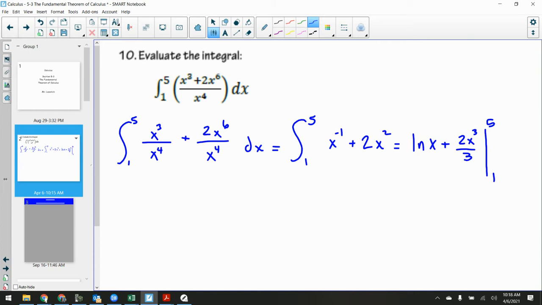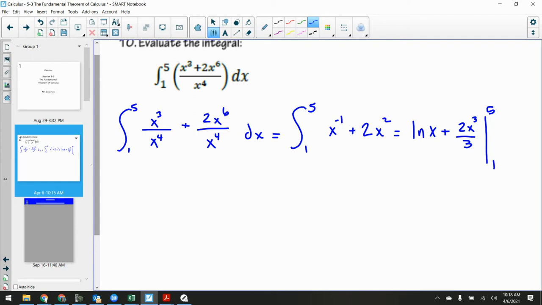Everybody follow me so far? I kick up the power 1, goes from squared to the third, and then divide by that power, 3. All right, so now to evaluate that, that just turns into top minus bottom: ln of 5 plus 2 times 5 to the third over 3, minus, and I like to, again, put that in parentheses, ln of 1 plus 2 times 1 to the third over 3. Top minus bottom, finding the difference between the two.